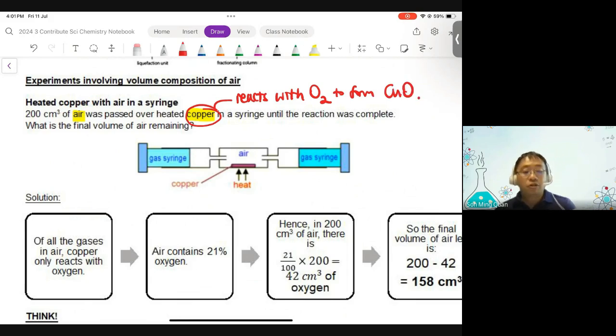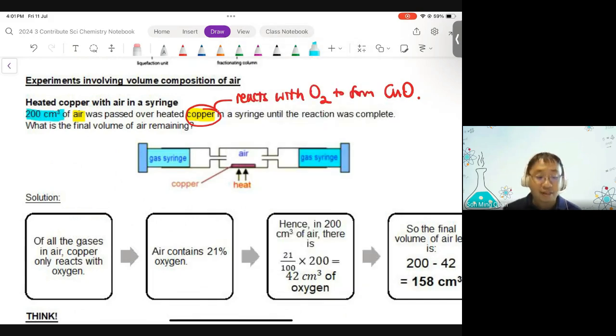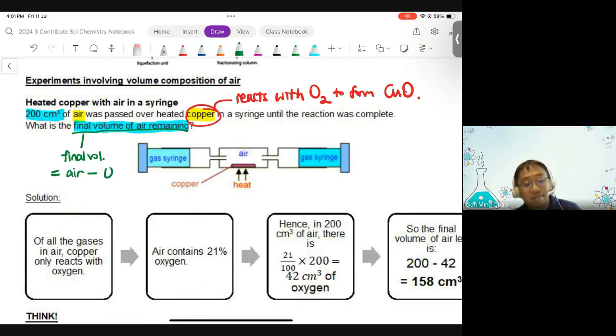Okay, so you are told you have heated copper with air and you use 200 cm cube of air at the start. So 200 cm cube of air was passed over heated copper until the reaction was complete. What is the final volume of air remaining? So this is a very important concept. What is this final volume? Final volume is the volume that did not react with copper, meaning it is actually air minus away the oxygen. Okay, so it's important for us to take note. The final volume is actually the air, 200 cm cube in this case, minus away the volume of oxygen.